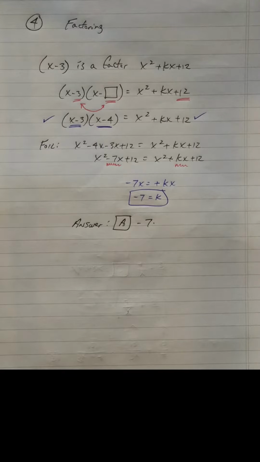Question 4. We're told that x minus 3 is a factor of the trinomial x squared plus kx plus 12. Well, that means that x minus 3 is the first binomial, and x minus some other number is the second, because, well, a negative times a negative would generate positive 12. Looking at my candidates, I found that x minus 3 times x minus 4 will create plus 12 on the trinomial on the right.